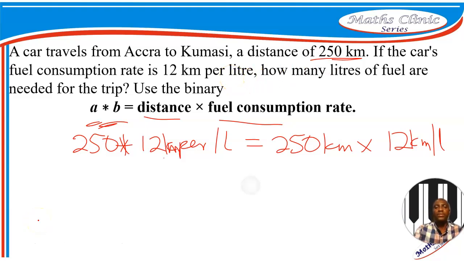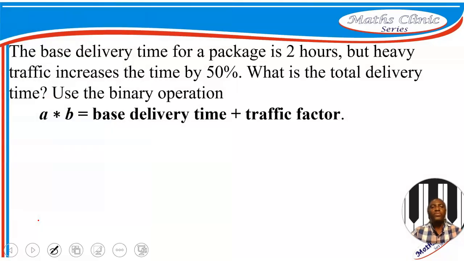Another example can be you having, let's say, a base delivery time for a package of 2 hours, but heavy traffic increases the time by 50%. What is the total delivery time? Use the binary operation A star B equals base delivery time plus traffic factor. So all these calculations can be done, and you see that learning this topic in senior high school is not a waste of time because it makes you understand how daily calculations and transactions are being done.